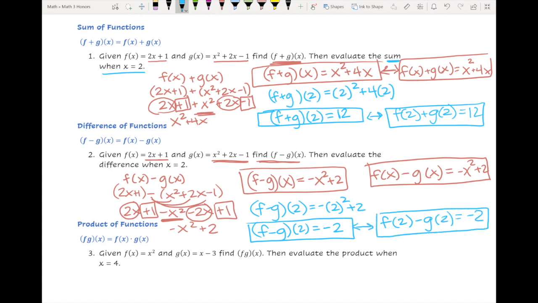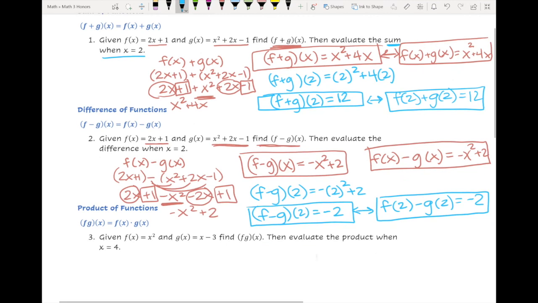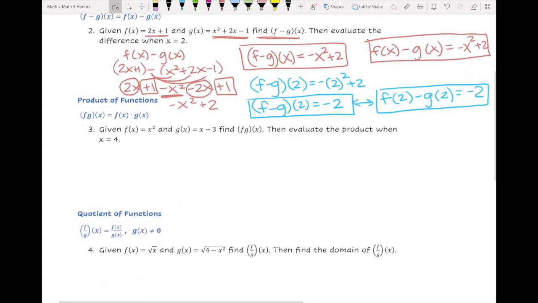I could say f of 2 minus g of 2, and it would still be a negative 2. All right, so we've done addition, subtraction. We are now going to do multiplication and division. Multiplication is your product of functions. Division is your quotient of functions.